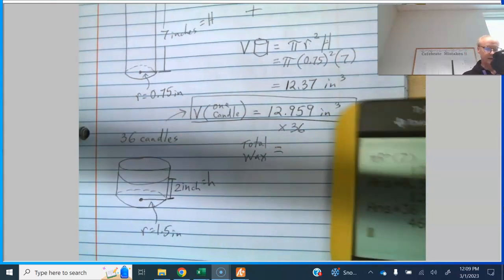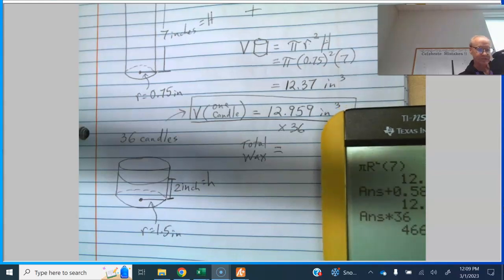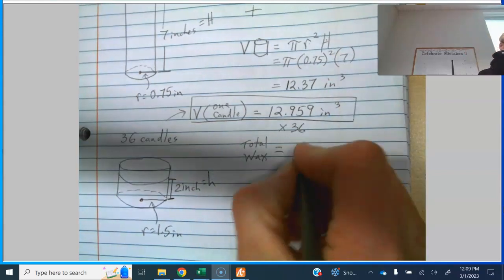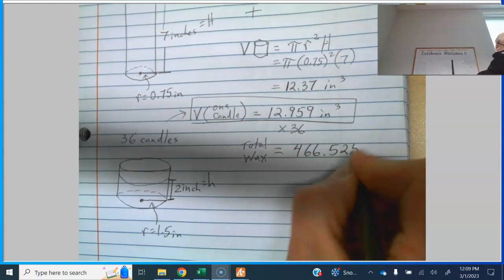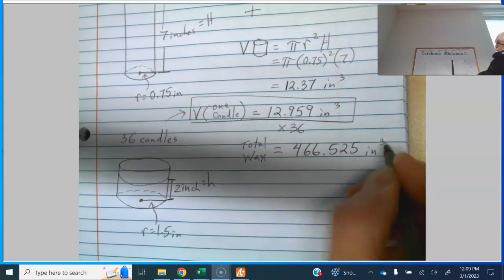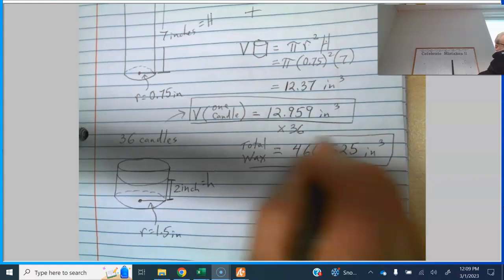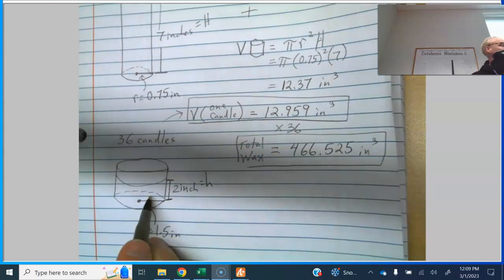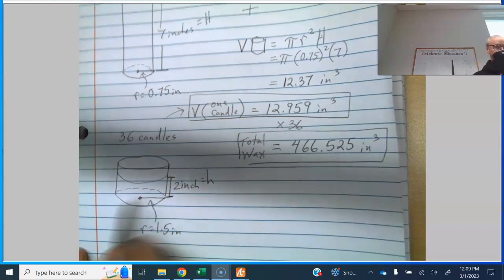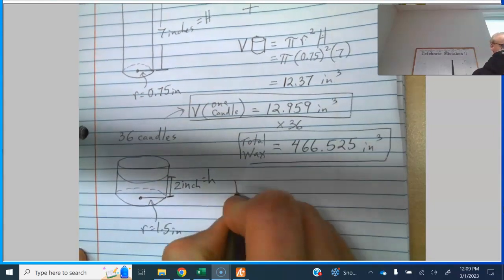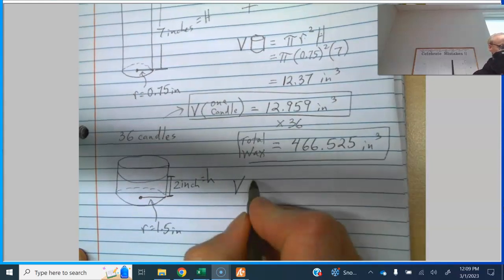See if you get the same thing. I got 466.525 cubic inches of wax. And I want to see how many of these jars I can fill. So you're going to have to do the volume of wax inside the jar and figure out how many of them she can make.